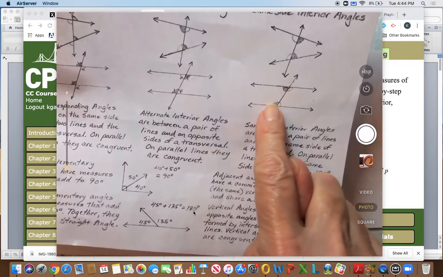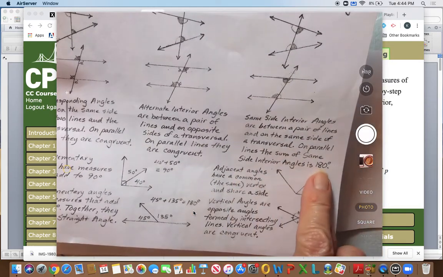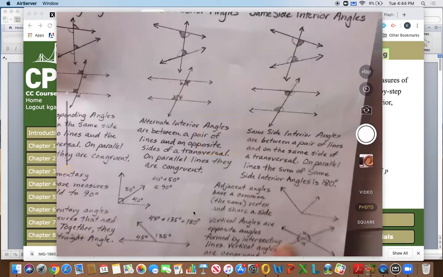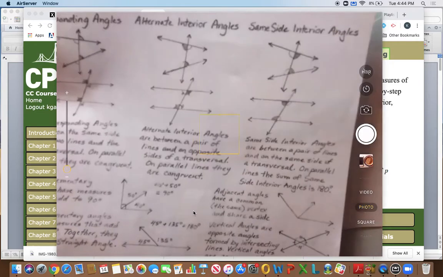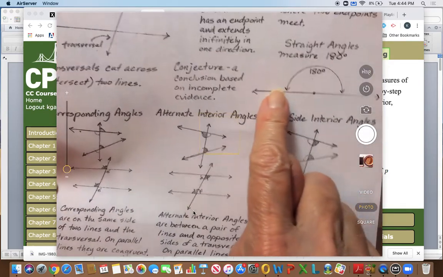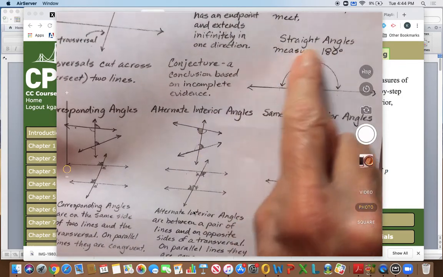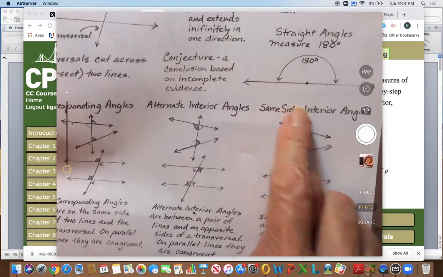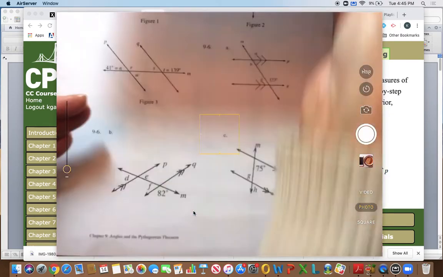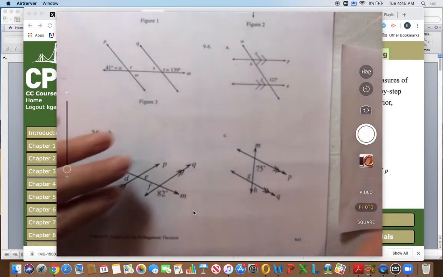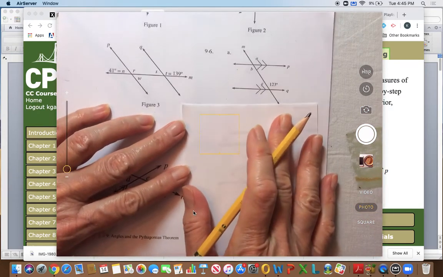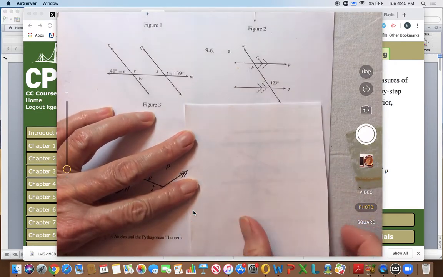And the same side interior angles add up to 180 degrees. We also know that vertical angles are congruent. And then one other thing we might want to use are straight angles, which add up to 180 degrees. So use this as a reference while you're doing these problems. So let's go ahead and do the first one together. If you want to try it by yourself, then put me on hold.